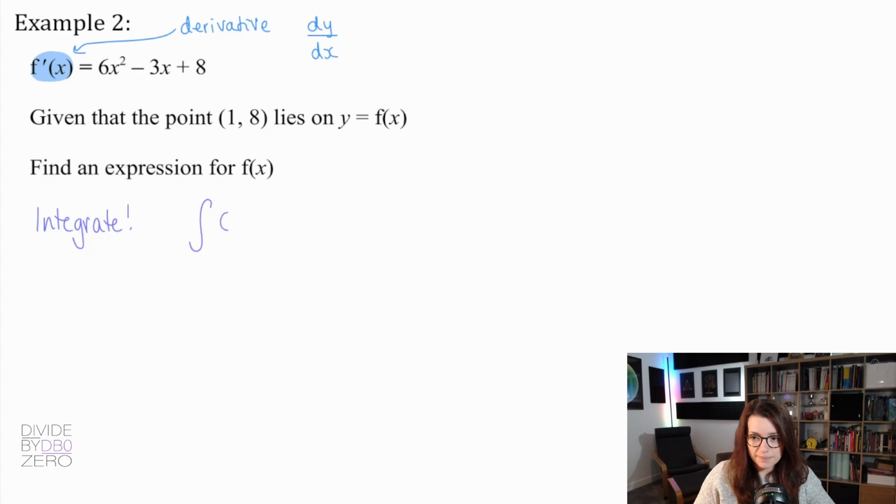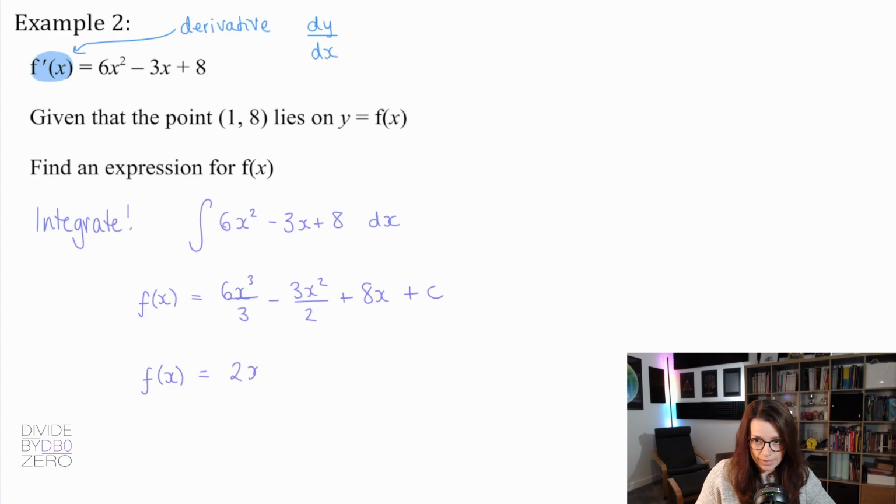So let's integrate. Integral of 6x squared minus 3x plus 8 with respect to x means we're going to get f of x is equal to 6x cubed over 3 minus 3x squared over 2 plus 8x plus c. We can tidy up a bit here. So that will be 2x cubed minus 3 over 2 x squared plus 8x plus c.